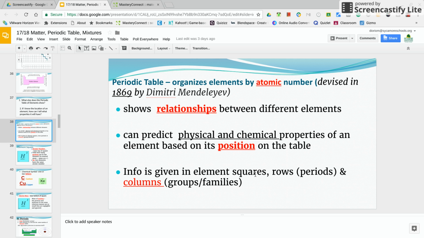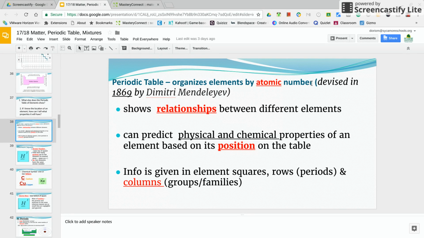The second target for this unit was the periodic table and how it organizes some of the properties that we learned about in target number 1. One of the ways that the periodic table organizes the elements that make up all matter in our world is by atomic number. This is how it was originally organized, and this still holds true today.